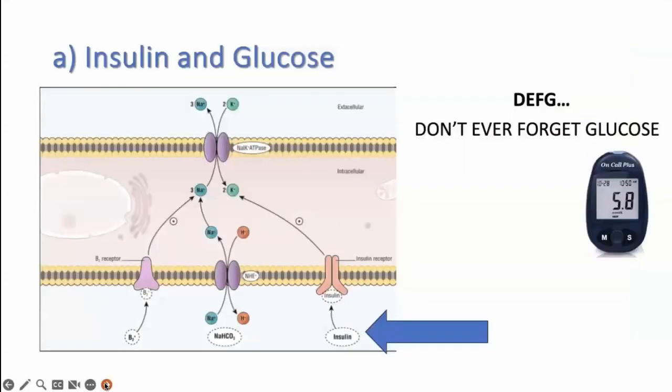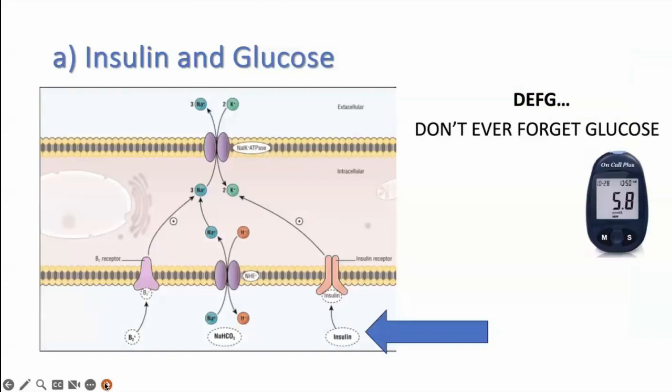So insulin and glucose, important part of our ABCDs is always DEFG. Don't ever forget your glucose. If you're thinking about shifting, you have to keep monitoring that glucose. You don't want this to be an unwanted side effect, where now that you're trying to correct a hyperkalemia, you're causing a massive hypoglycemia.